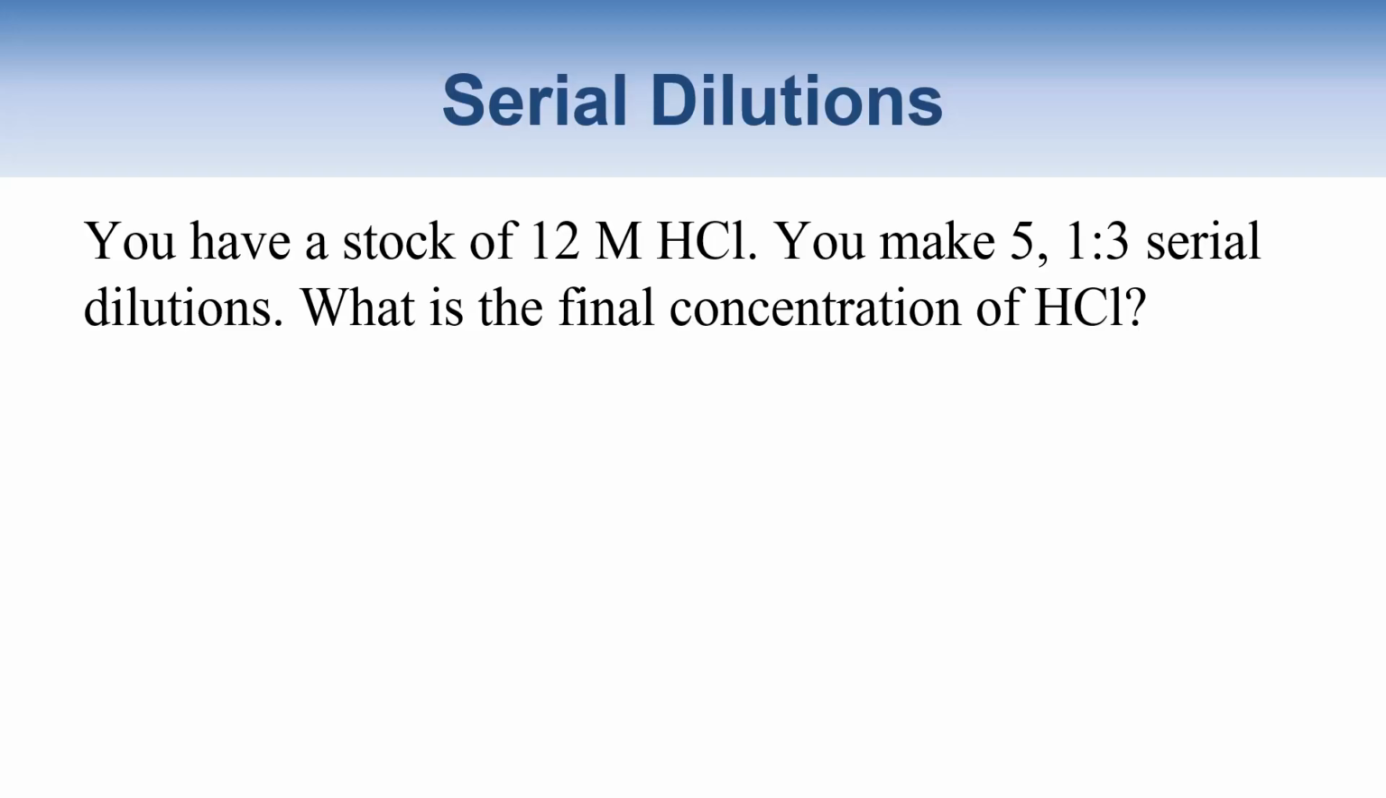You have a stock of 12 molar hydrochloric acid. You make 5 1 to 3 serial dilutions. What is the final concentration of HCl? Well, we have to draw it out. So there is math behind this, and you can start trying to do calculations, but it's better always to just draw it out.